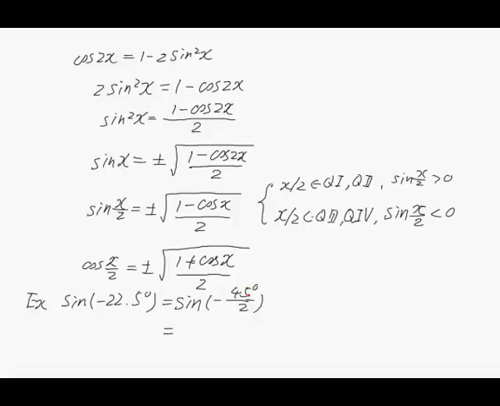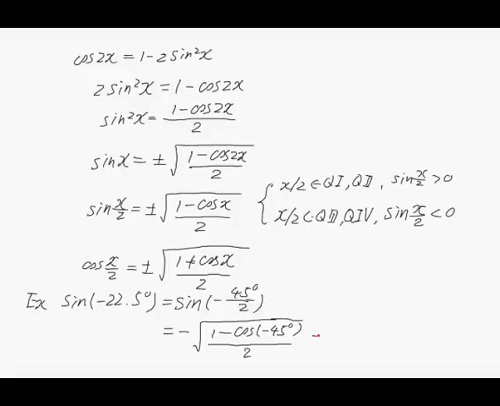Okay, so right now this negative 22.5 degrees is in quadrant 4, right? So sine of half x is negative. So we just take the negative sign. And then this is equal to 1 minus cosine x. And x is equal to negative 45 degrees. So you have 1 minus cosine of negative 45 degrees. And then divide this by 2.